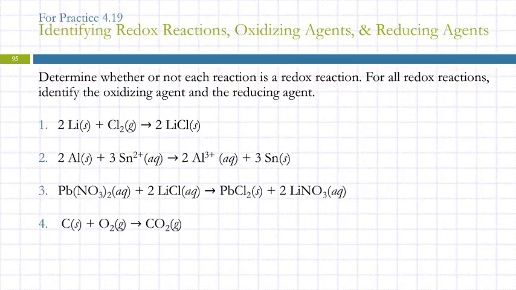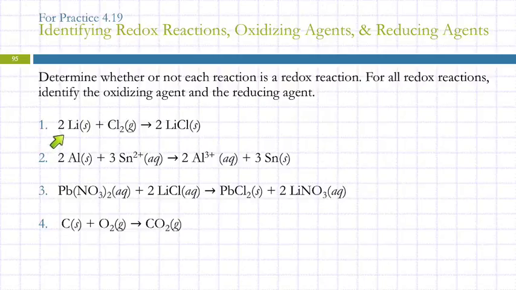So we may or may not have to use oxidation states. They didn't tell us we had to. Okay, so let's look at this. Here we have a metal and a nonmetal. They are reacting to form an ionic compound. Just by pattern, you can say that is a redox reaction.